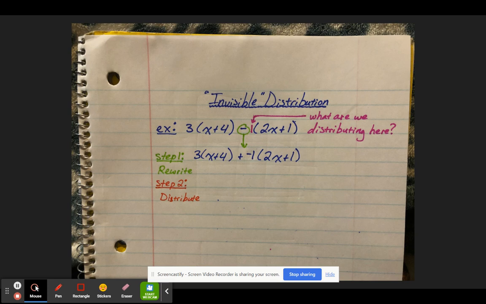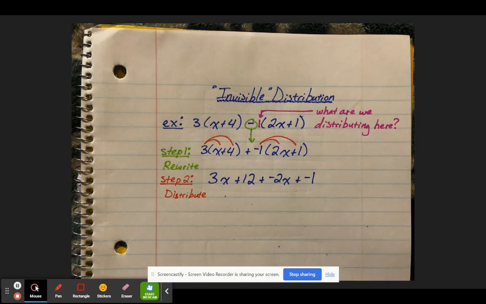Now we're on our distribution step. In that first set of parentheses, 3 times x becomes 3x, and 3 times 4 becomes 12. And in that second set of parentheses, negative 1 times 2x becomes negative 2x, and negative 1 times 1 becomes negative 1. So the problem is now 3x plus 12 plus negative 2x plus negative 1.